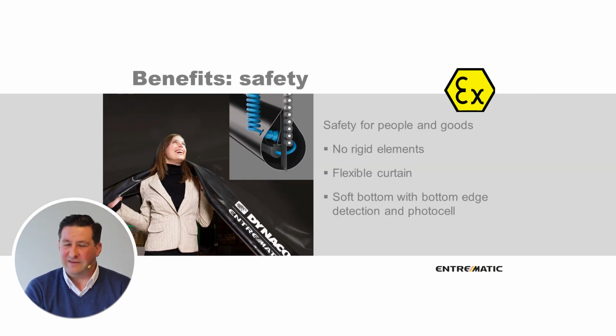Then we come to some benefits. Of course, the safety of the door. This is in fact not related especially to the ATEX part of the door, but related in general to our Dynaco high-speed doors. It's safety for people and goods because we have no rigid elements. When you compare it to the competitors, they sometimes have rigid elements that can injure people. The complete curtain is flexible. We are working with a soft bottom with bottom edge detection and a photocell, so as safe as possible.